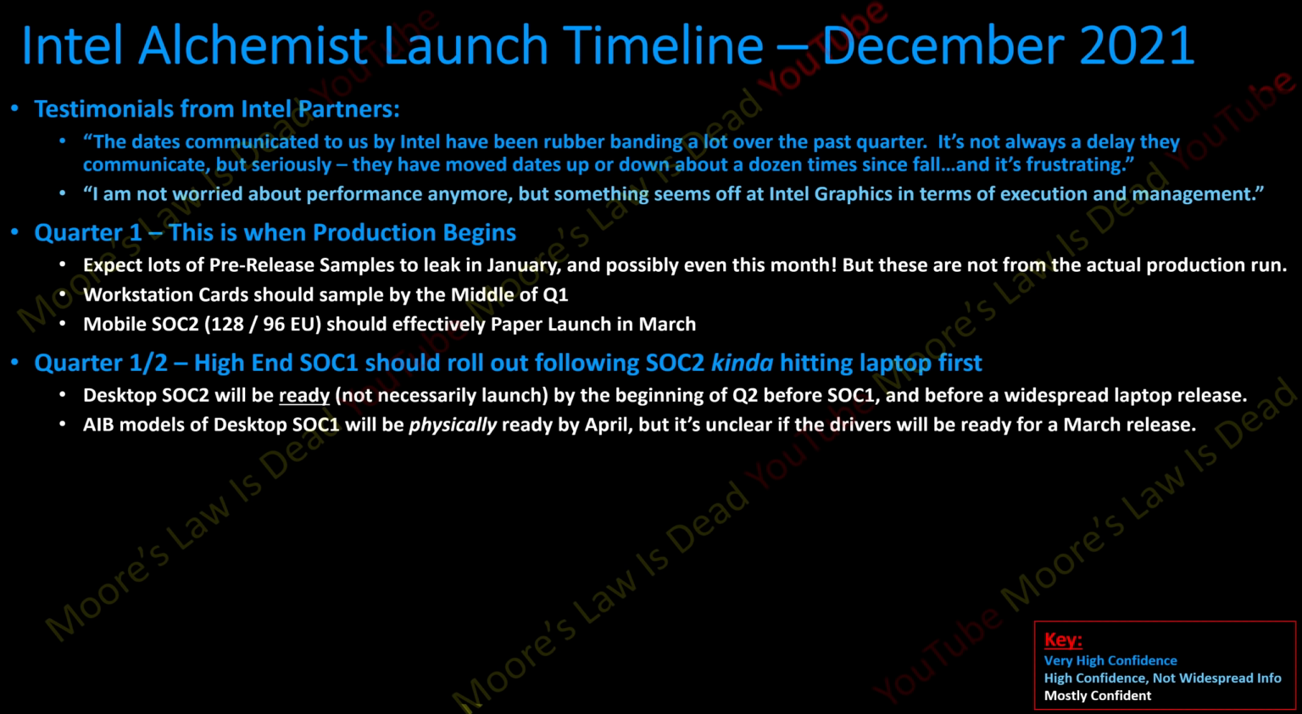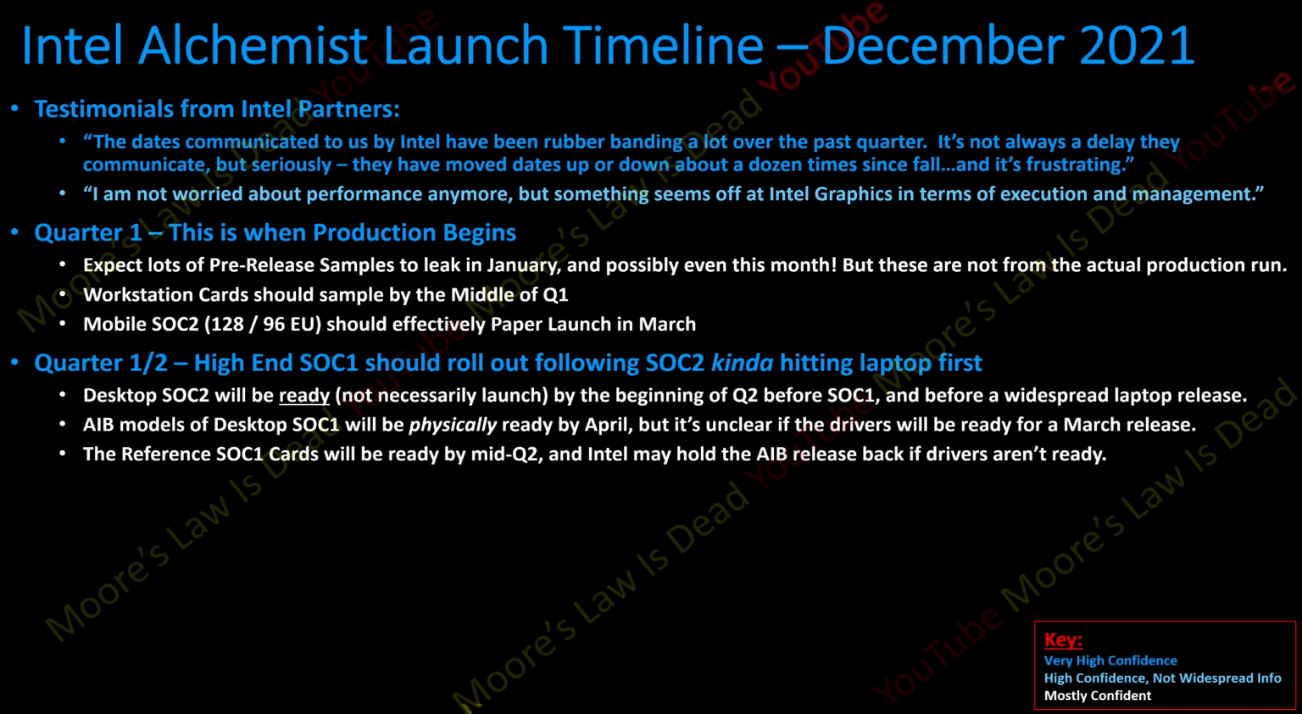Then AIB models of desktop SoC1. So AIB 512 should come next, as these should be physically ready by April. But it's unclear if they will release it by April outside of a paper launch, because the drivers are still a major concern. Not a major concern long term, but a concern if they will be ready for the highest end models optimizations before to get it out in March. And also the reference cards won't be ready for SoC1 until mid Q2.